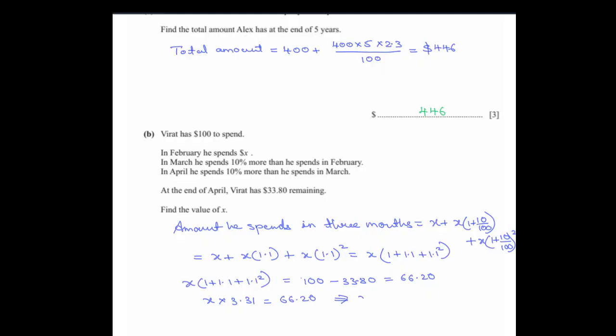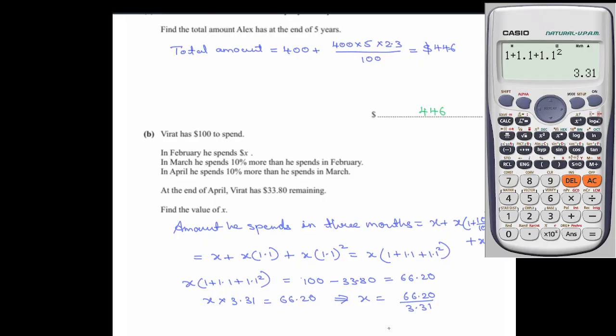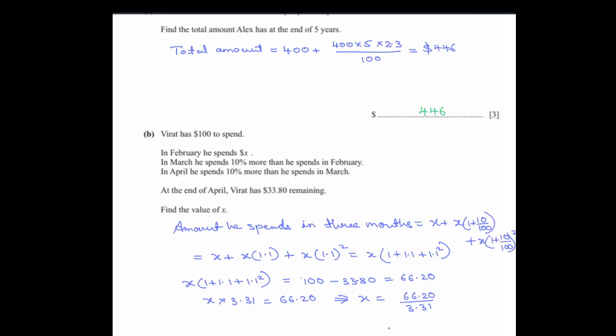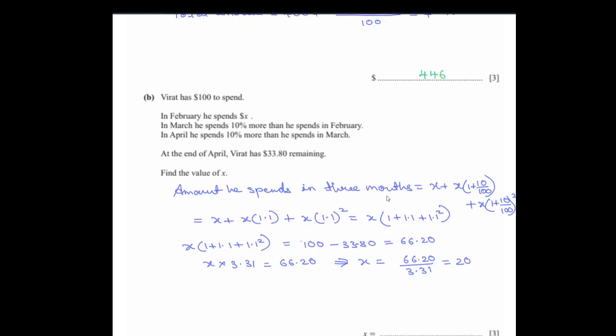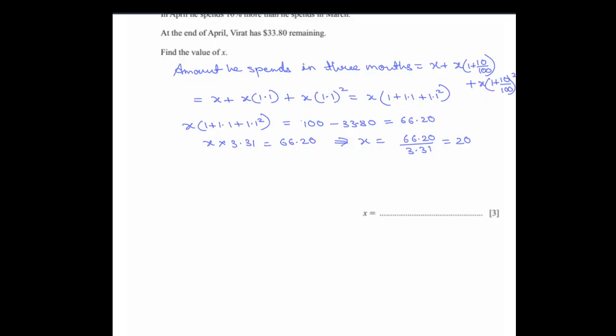This will give you the X value: 66.20 divided by 3.31. 66.2 divided by 3.31, 20. So the amount he spent in February was $20, and that is the value of X they are asking us to find out. That's it.